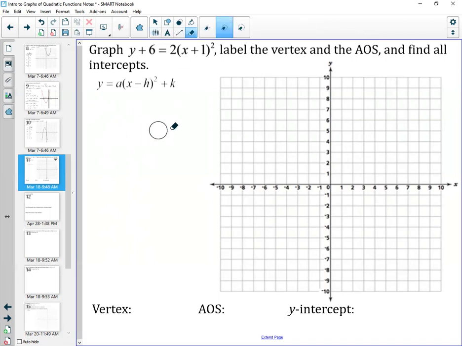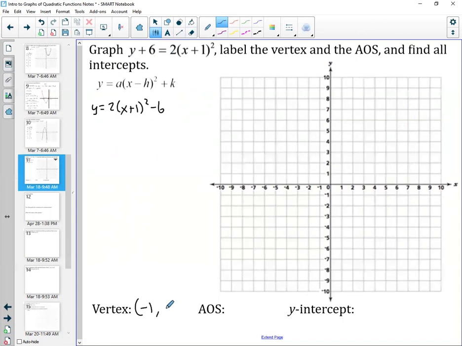Actually, it's not quite in vertex form yet. So let's go ahead and make it. I've got to move the 6 over. So I get y equals 2(x plus 1) squared minus 6. That shows that my vertex is -1, -6. So let's do -1 in the middle, 2, -3, 0, 1. I know that -1 gives me -6 because that's the vertex.